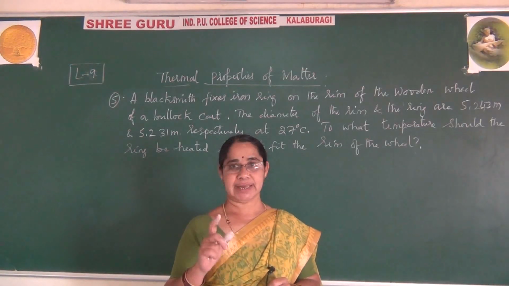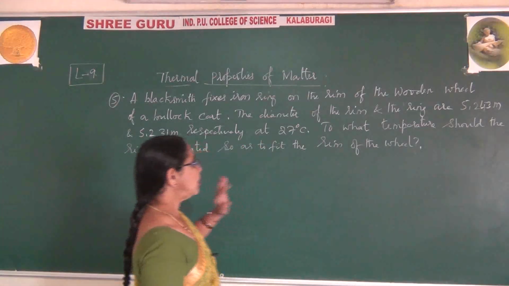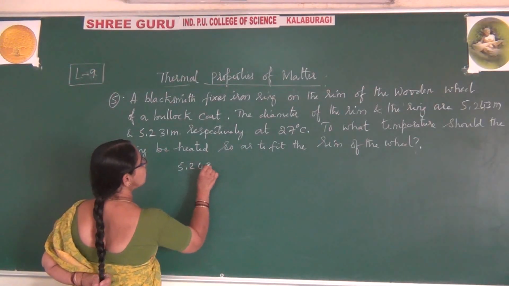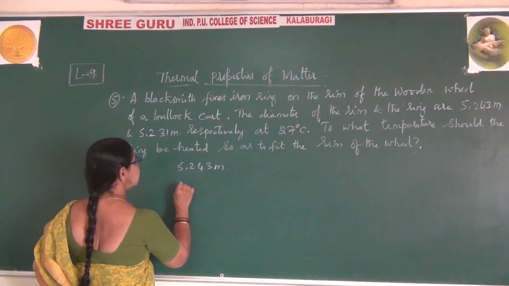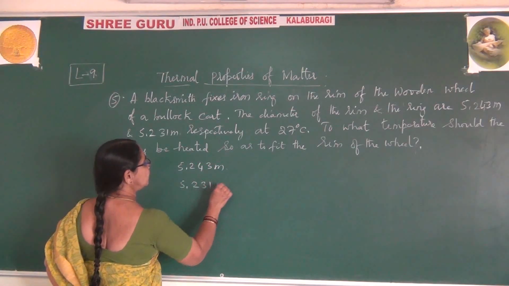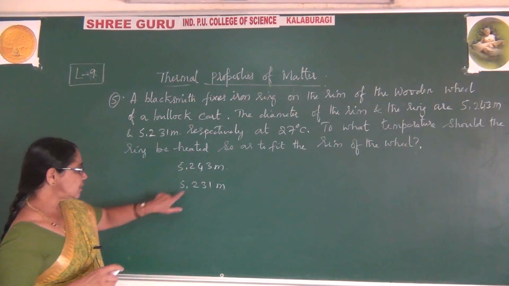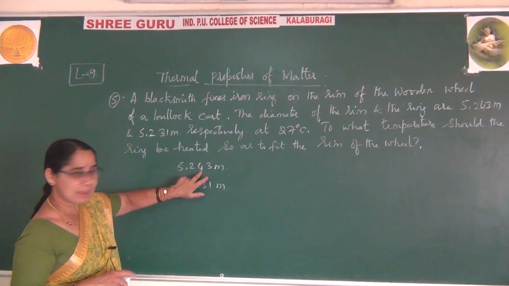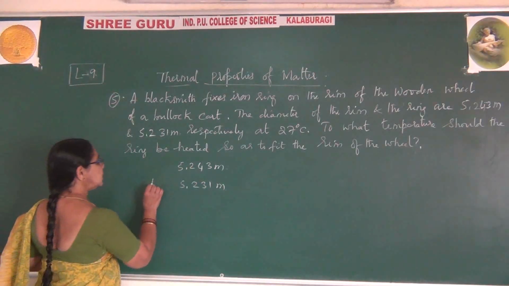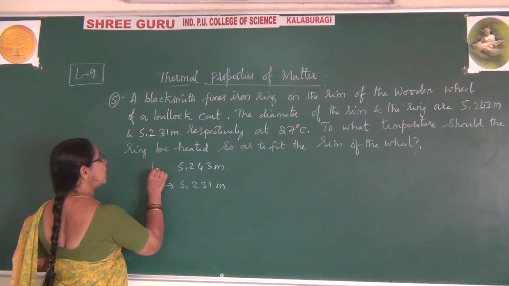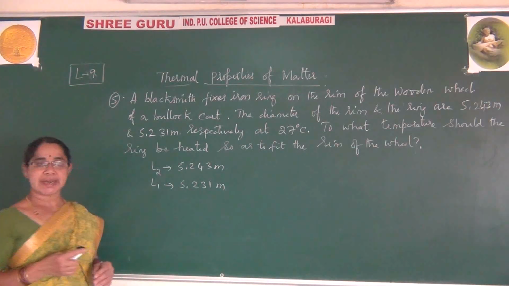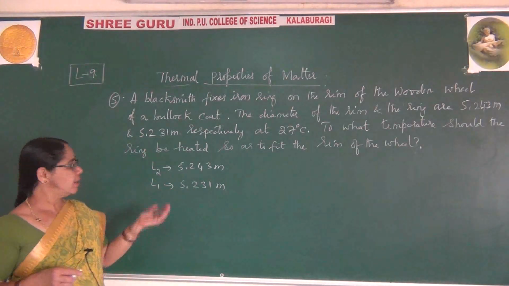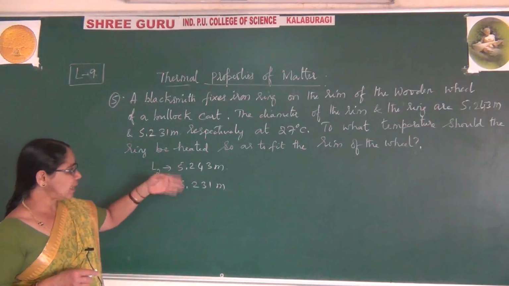as the original length. So let me write for your convenience. By looking at these values, first it is 5.243 meter in length, another is 5.231 meter. Among these two, this is a very small value and this is slightly bigger. So you can take this as the original length L1 and this as the new length L2. Hope you understood what I said. You are selecting which is the original length and which is the new length. Now you have selected the lengths.